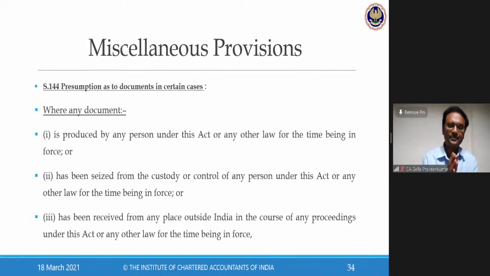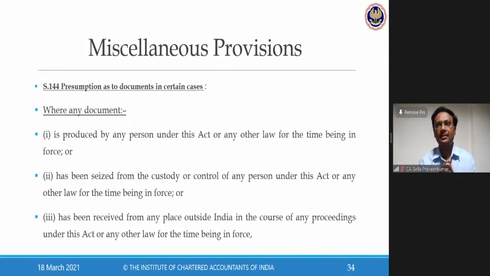As a student, when you're reading these provisions, when you're reading the Act, these miscellaneous provisions are like indicators. When you drive a bike, you take a left, take a right, and I put an indicator. So this is going to guide the legal provisions in a couple of instances for the assessee or for the officer concerned.